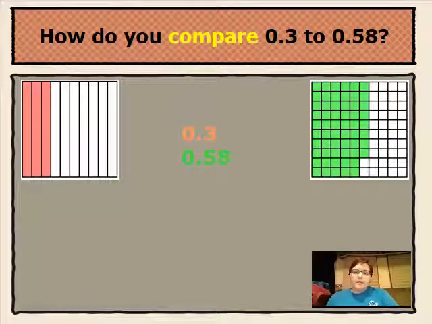To compare the decimals, you must line up the numbers by the decimal point. Then you look at the tenths place. In the tenths place, there is a 3 and a 5. Since we know that 3 is less than 5, we know that 3/10 is less than 58/100.